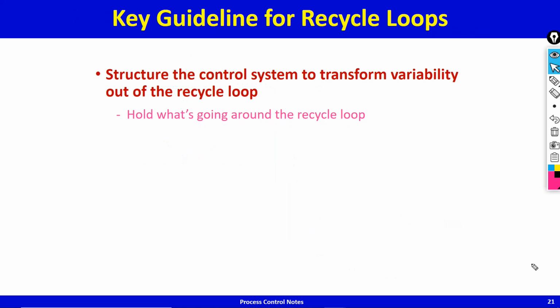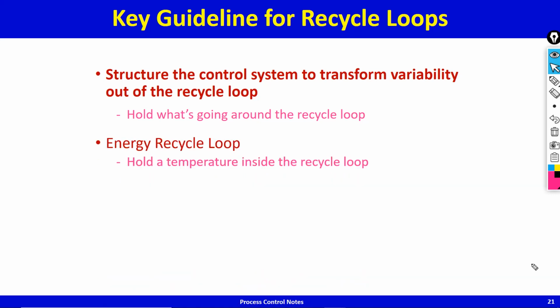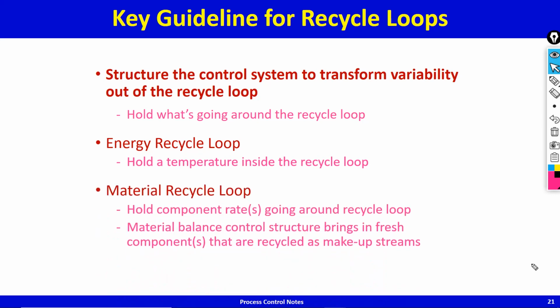The key guideline that emerges from both these examples is that you want to structure the control system to transfer variability out of the recycle loop. How do you do that? You do that by holding what's going around the recycle loop constant. In an energy recycle loop, you hold a temperature inside the recycle loop. In a material recycle loop, you hold the component rate going around the recycle loop. And the material balance control structure will then bring in the fresh component which are recycled as makeup streams.